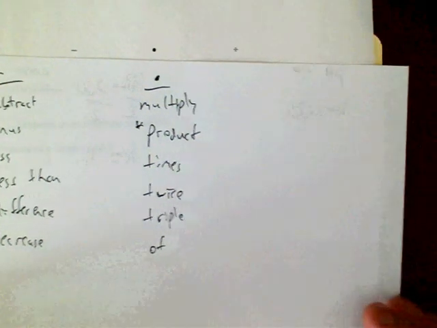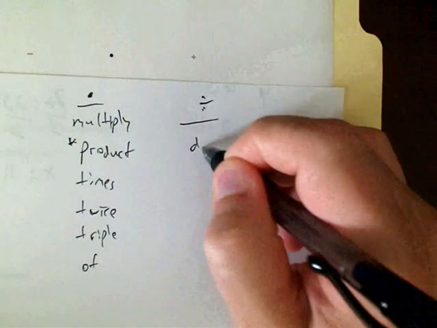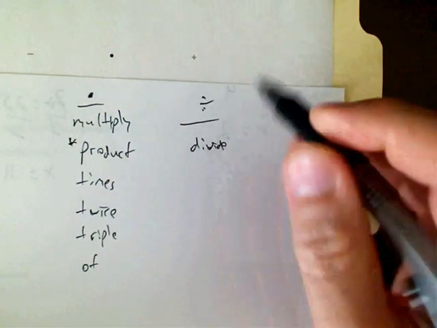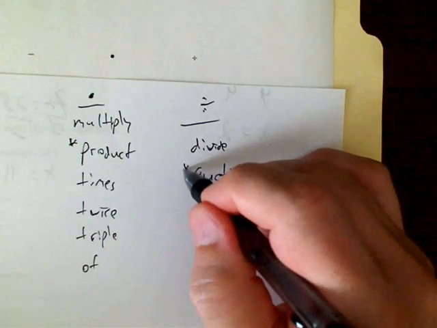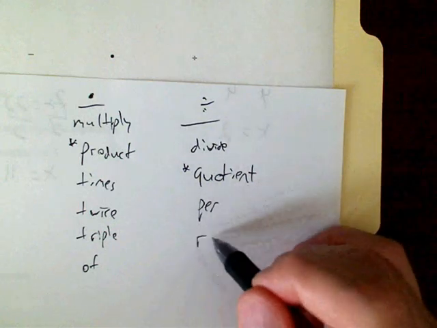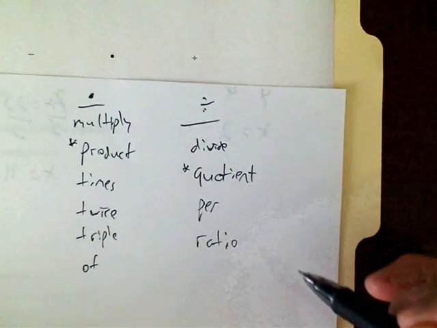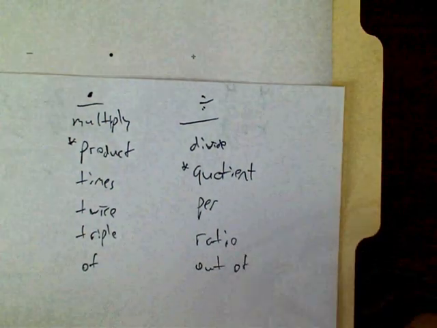And this symbol, divide. Quotient is humongous. Per, P-E-R. Ratio, you're going to realize that's also a fraction. Out of. Typically, quotient's the main one you'll see.